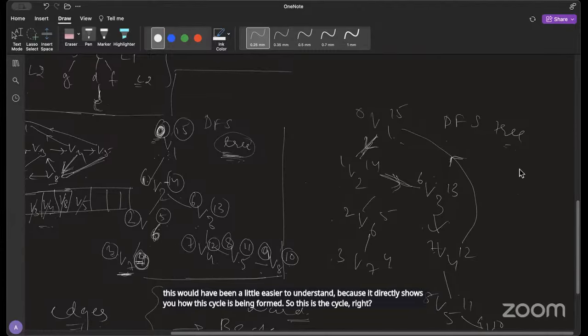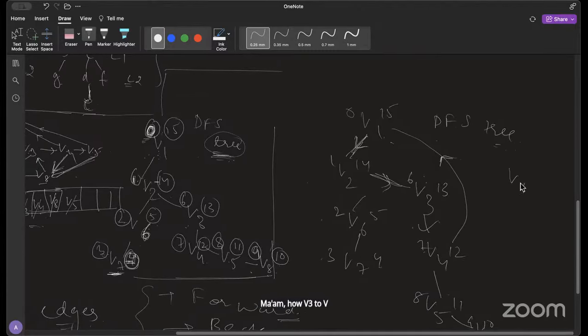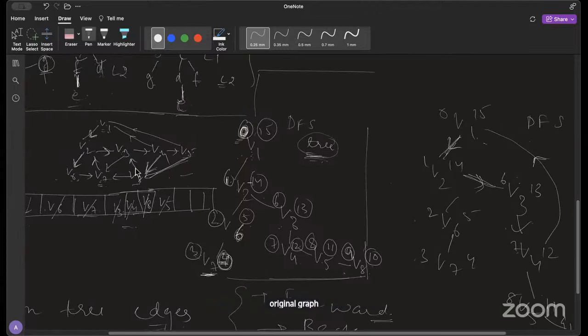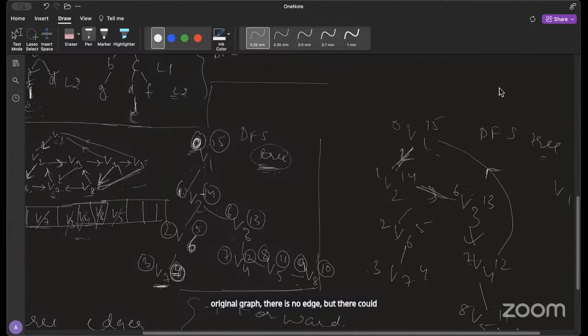How can V3 to V1 be an edge? Because in the original graph there is no edge, but there could be other graphs corresponding to which this is the DFS tree, right? The original graph for a DFS tree is not unique. So this is not the only graph that can have this DFS tree. There are other graphs too that can have the same DFS tree.